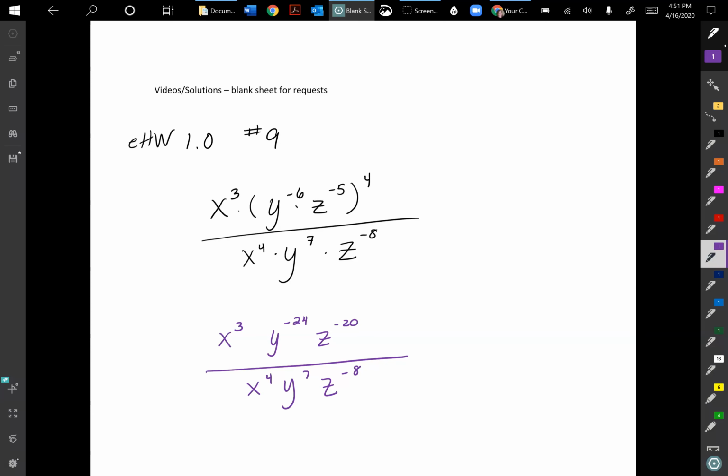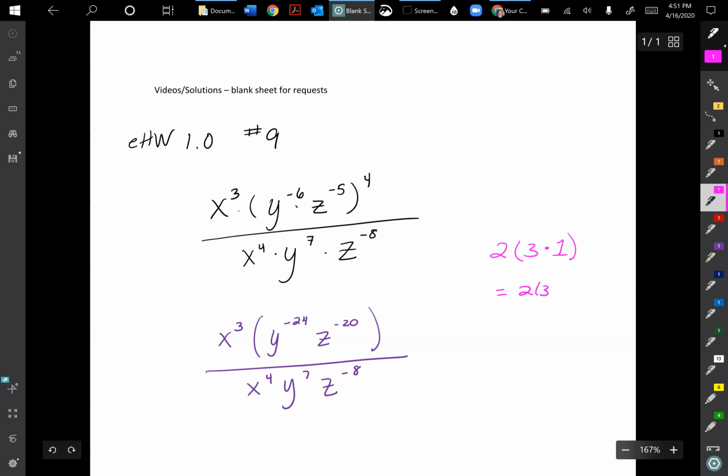Sometimes people want to take, even at this stage, I'll put those back, they're tempted to go x cubed times the y to the negative 4th, and then x cubed times the z to the negative 20. We wouldn't do that. Just as an aside, keeping it really simple, if you had 2 times 3 times 1, this would equal 2 times 3 if I did inside the parentheses first, and then I would get 6. You could also just do 2 times 3 is 6 times 1, and you would also get 6.